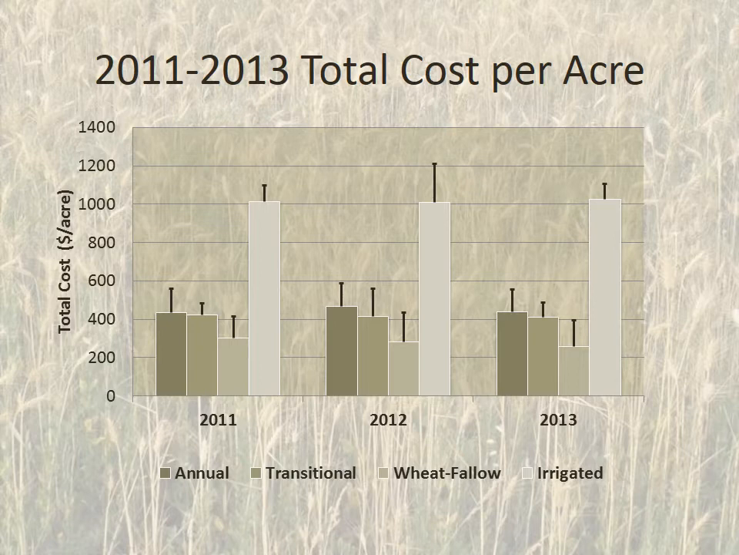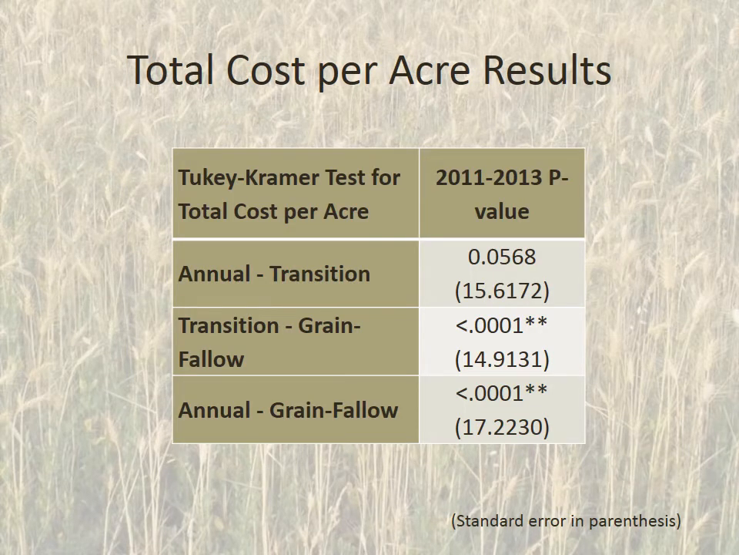And one thing to note in all of this analysis is I left irrigated out. I focused on the dryland classes because the irrigated caused a lot of problems in the statistical data and analysis. So I took it out and focused on comparing the dryland classes of wheat. So the test results show that at the 5% level, the transition class and the grain fallow class are significantly different for total costs. So their total costs are significantly different from each other. And similar with the annual and the grain fallow class, they're statistically different from each other.